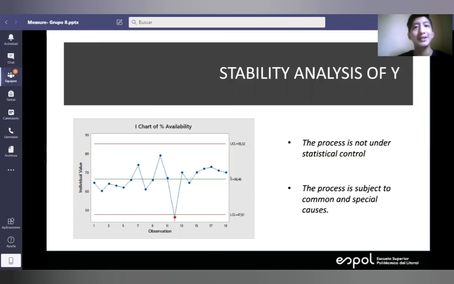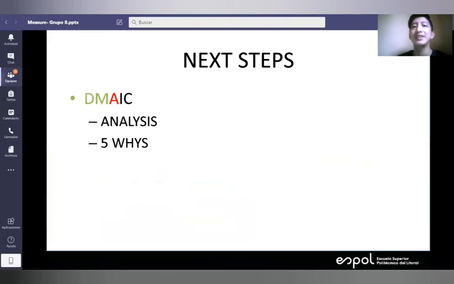Once all this is done, we are ready for our next step in our DMAIC methodology, the analysis.